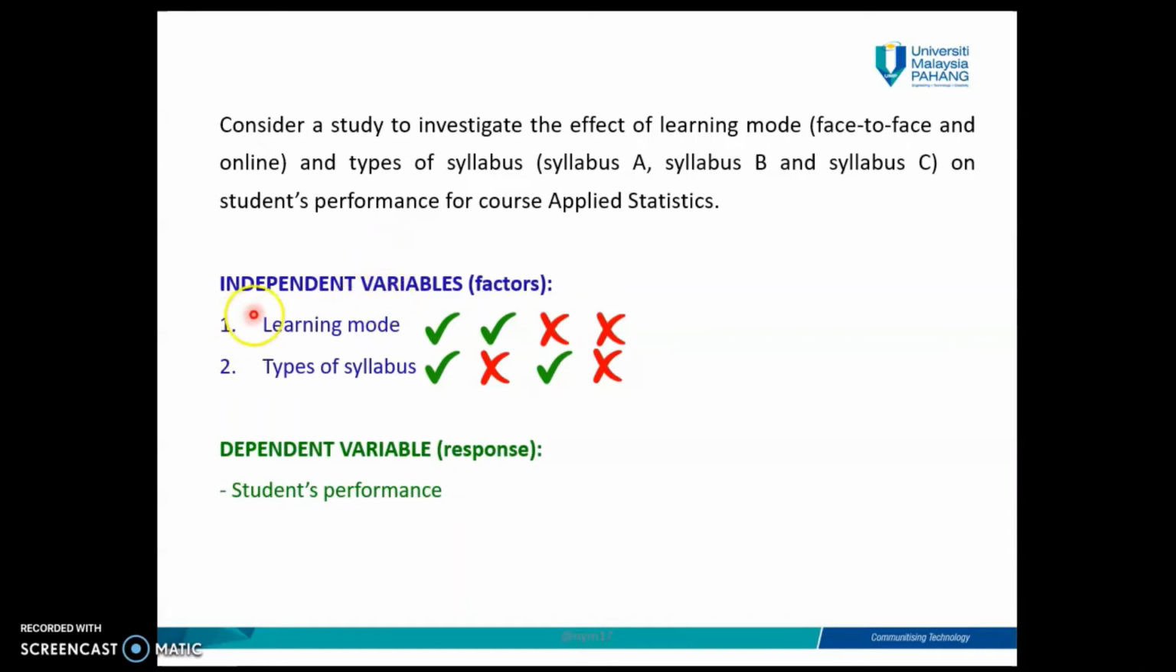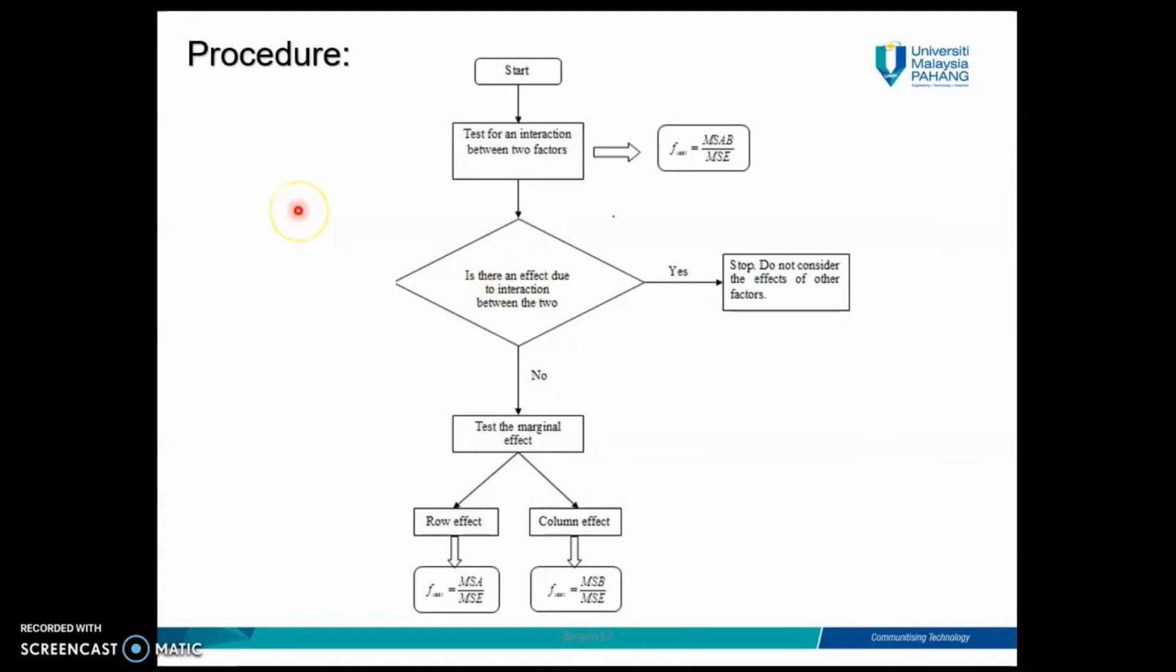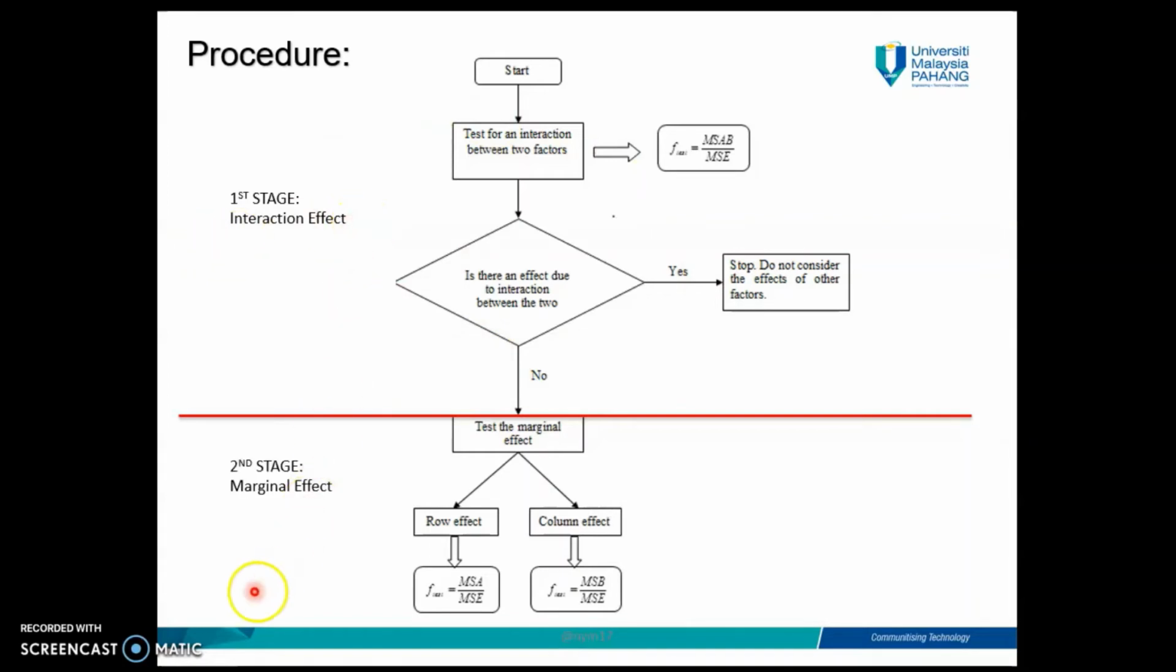So, in order to account for all these possibilities, the analysis for two-way ANOVA is not as direct as in one-way ANOVA. For two-way ANOVA, you will need to use this procedure. Let's view this as having 2 stages. The first stage is called the interaction effect. This is how you conduct two-way ANOVA analysis. And then the second stage is called the marginal effect.